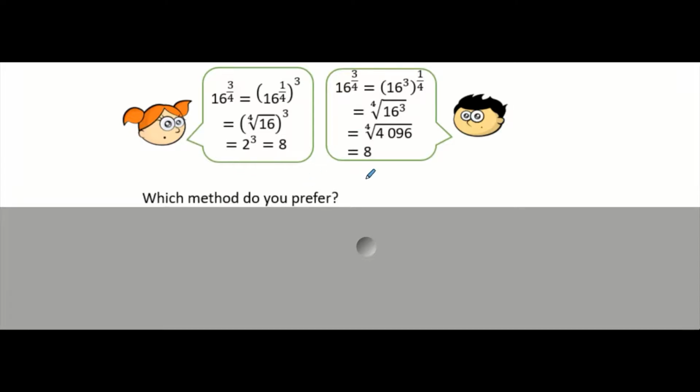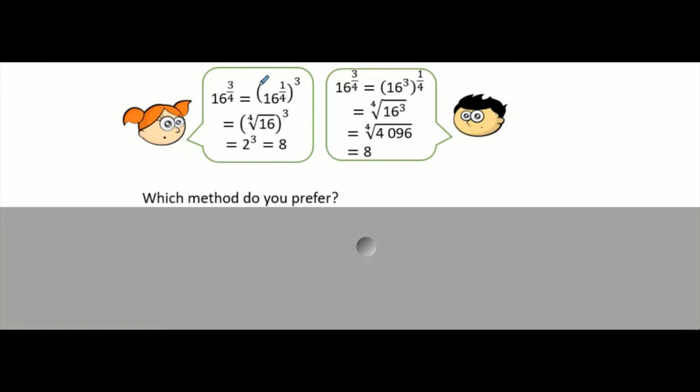These ones look a bit daunting when you first look at them. What the idea is here, we've got 16 to the power of 3 quarters. Now you could say that 3 quarters is 1 quarter times 3, or 3 times 1 quarter. Now when you're doing these, you can do the powers and roots in either order.